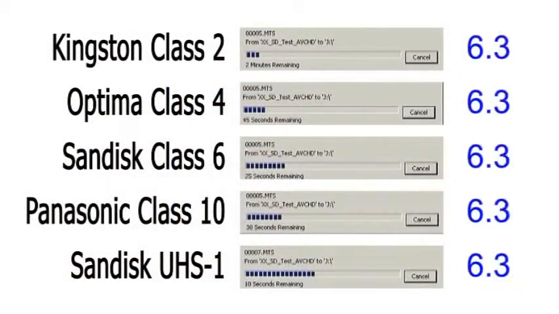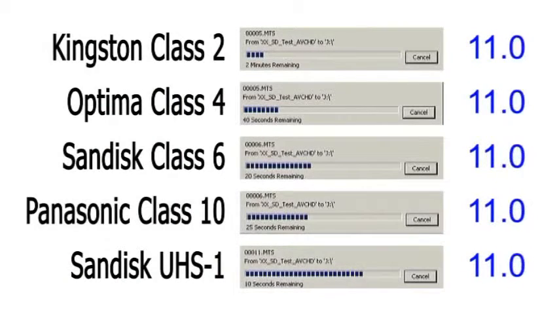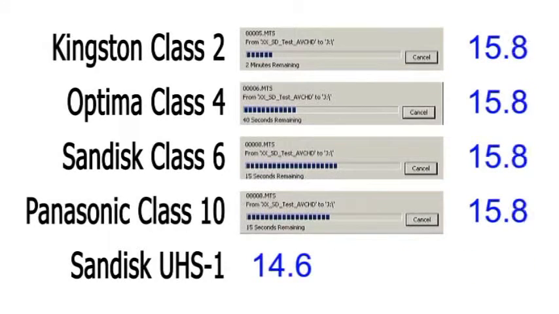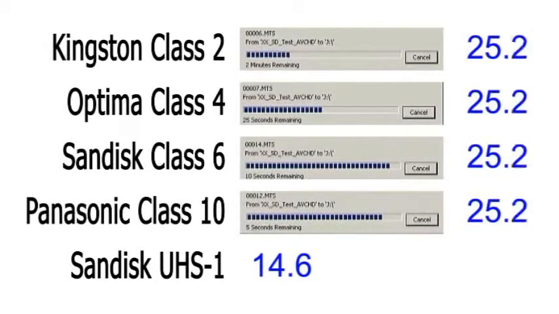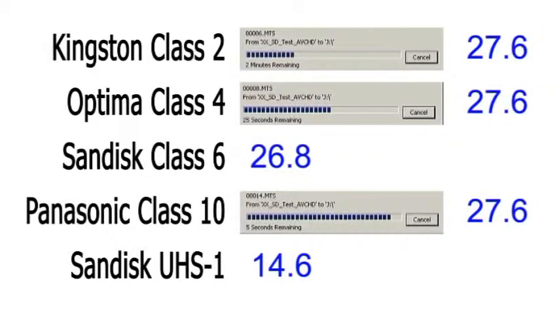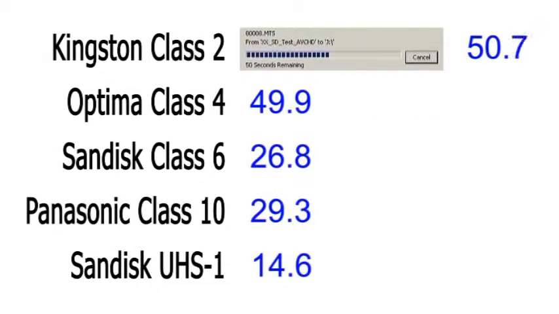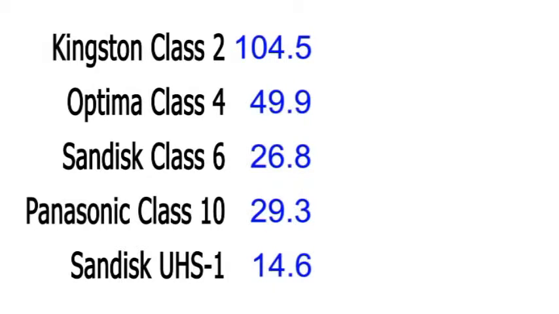Here you can see each copy in progress, with the UHS 1 SanDisk Extreme card taking less than 15 seconds to copy the 8 test files. The SanDisk Class 6 card then comes in at about 27 seconds, beating the theoretically faster Class 10 Panasonic at 29 seconds and proving perhaps why so many people buy SanDisk. The Class 4 Optima then takes about 50 seconds to copy half a gigabyte, which is still not bad and far faster than the Class 2 Kingston.